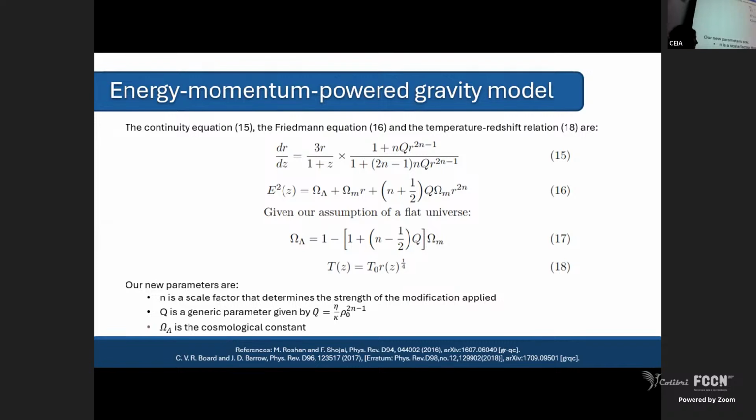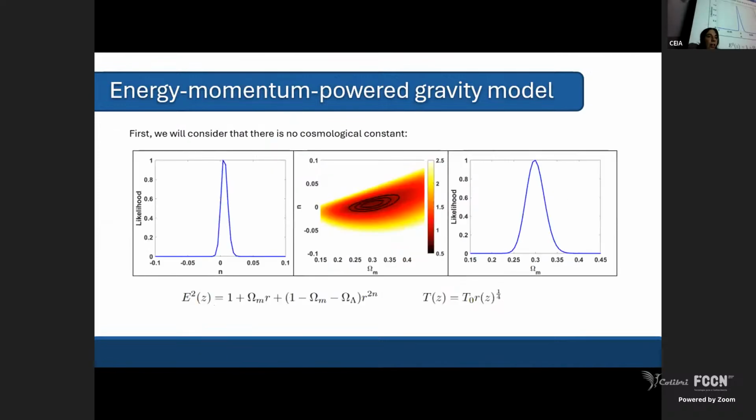And again, we are adding a cosmological constant to have again a hybrid model. This is assuming two things in this model. First, that it's ordinary matter, and that we have standard radiation. In this energy momentum power gravity model, firstly, you can see that n wants to be near zero again, and that omega matter is again close to, a bit to the left of, 0.3.